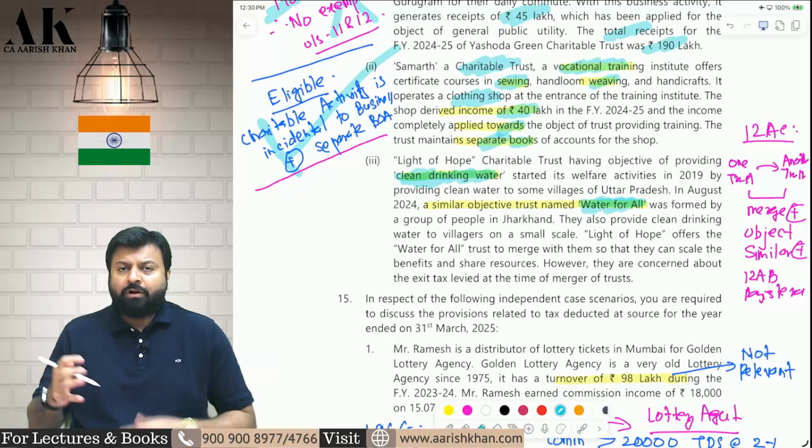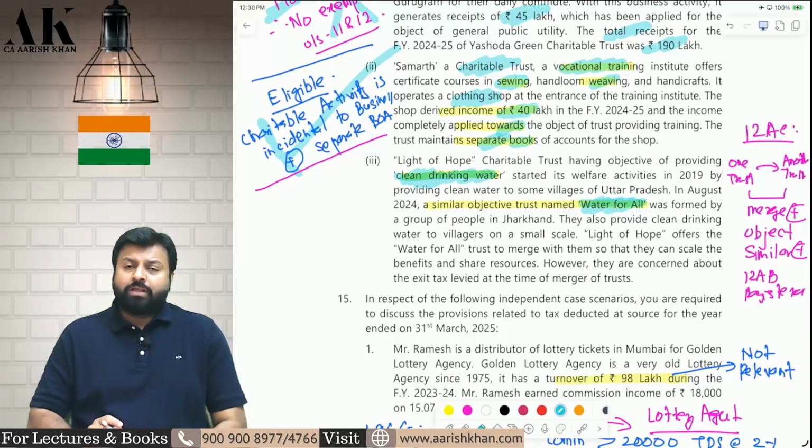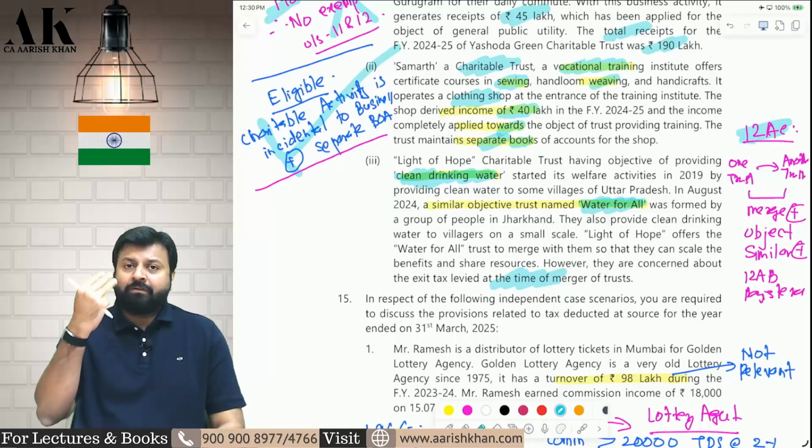Now they want to get merged. Both of them are registered under 12AB. Now they want to get merged and they have a question whether, if they merge, exit tax will apply to them. For that purpose, the government has brought a new section in Finance Act 2024 by the name 12AC. 12AC says that if you fulfill three conditions, we will not apply exit tax.